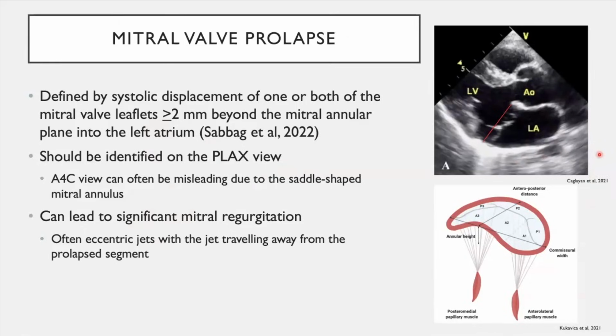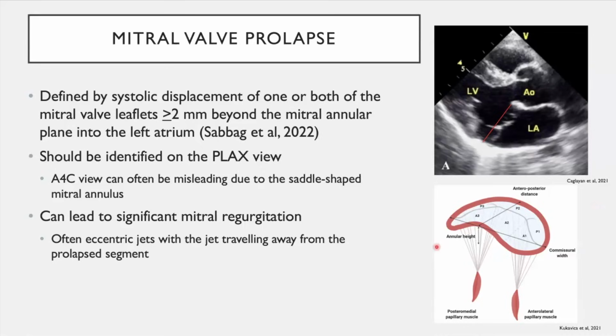Now, on a transthoracic study, this should be identified on the parasternal long axis view, as the apical four-chamber view can often be misleading due to the saddle-shaped annulus as depicted in this diagram here. Especially in an apical four-chamber view, where you may not be seeing the A2 and P2 scallops, it may give the impression that the leaflets are being displaced beyond their insertion point, but they're not actually displaced beyond the annular plane. So it shouldn't be used to make a diagnosis of prolapse.